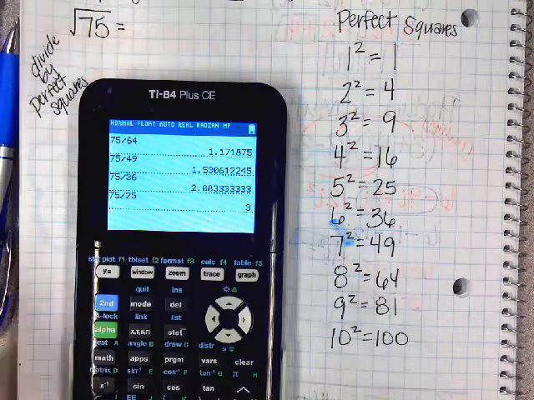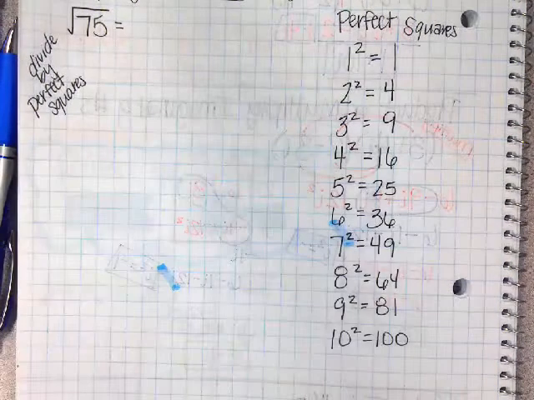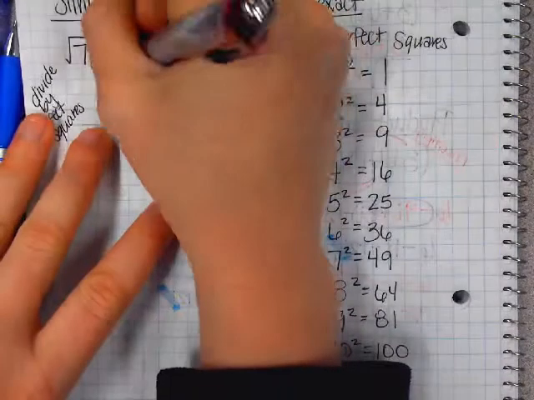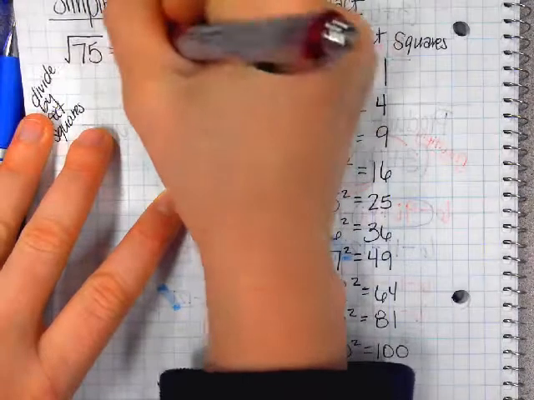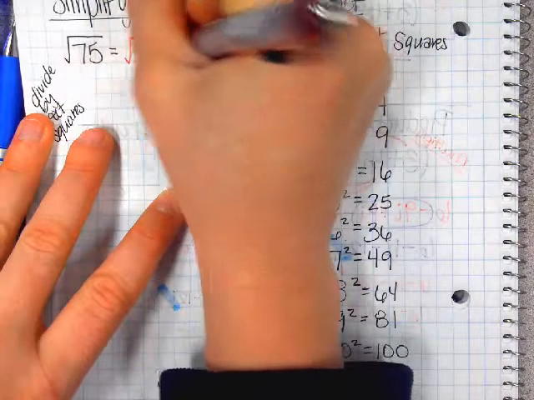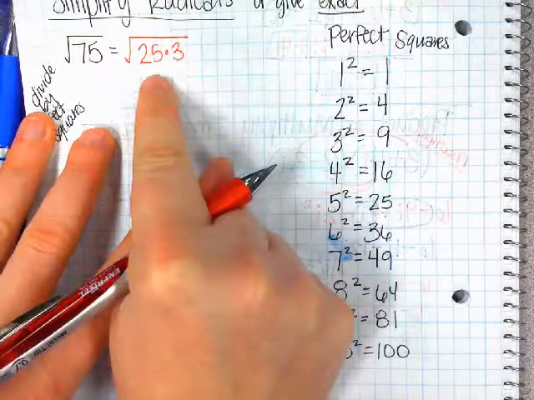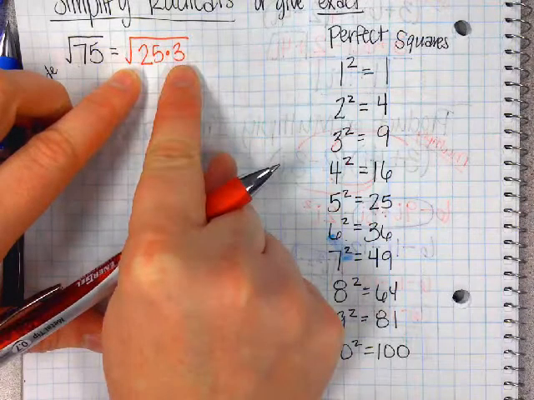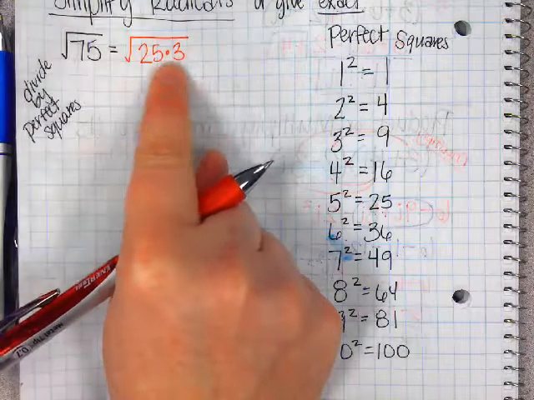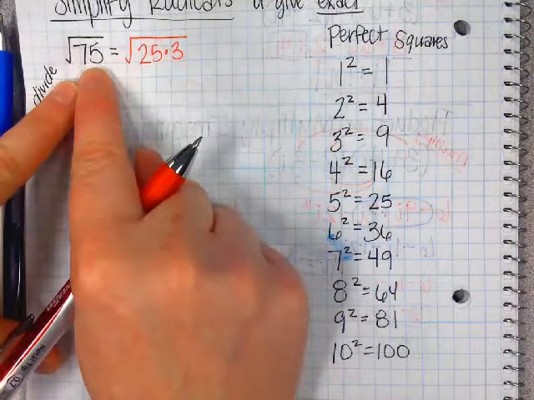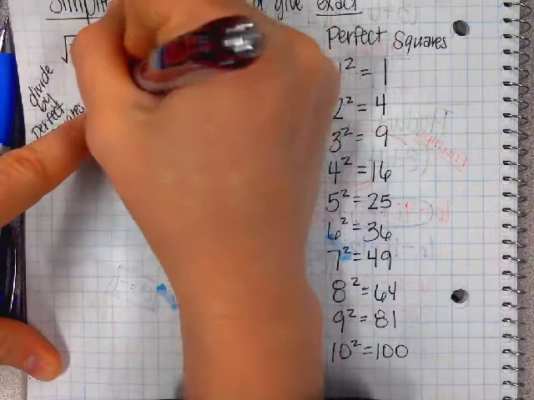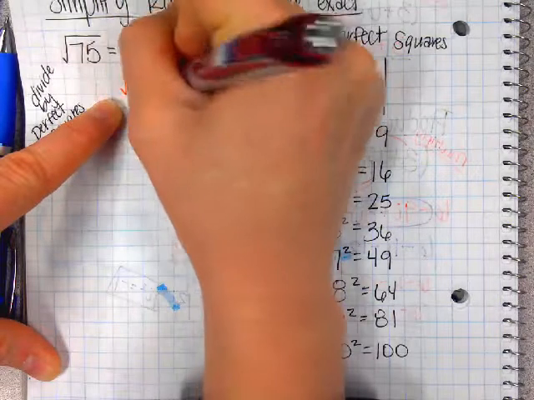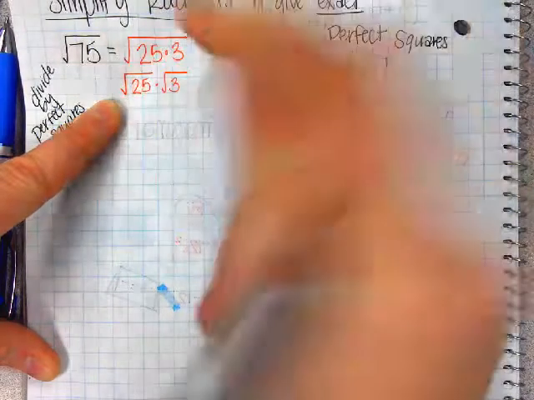75 divided by 25. That works. So I can rewrite the square root of 75 as the square root of 25 times 3. I'm just rewriting it so that I have a perfect square and whatever was remaining. So 25 times 3 is 75. I'm going to go ahead and break it up just so that I can show the square root of 25 and the square root of 3.